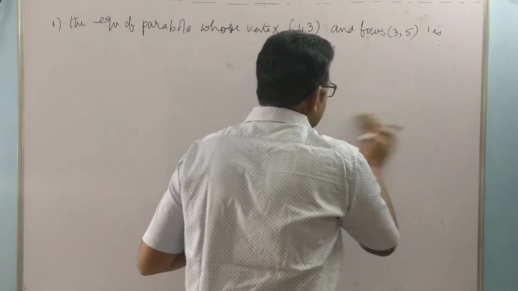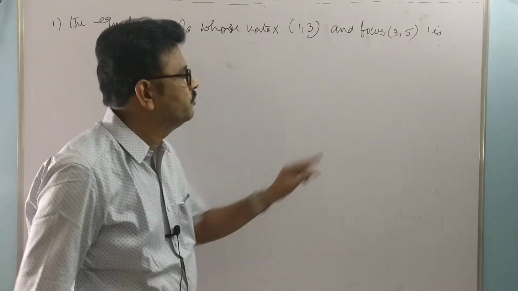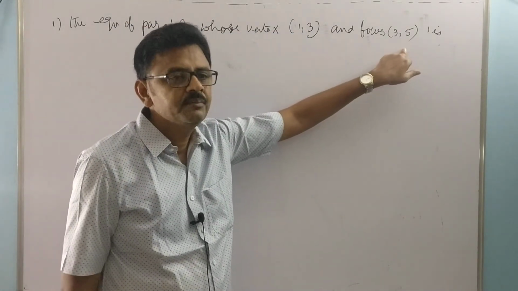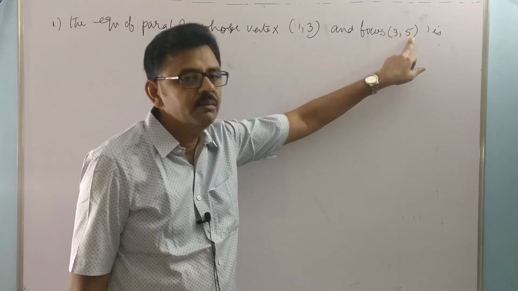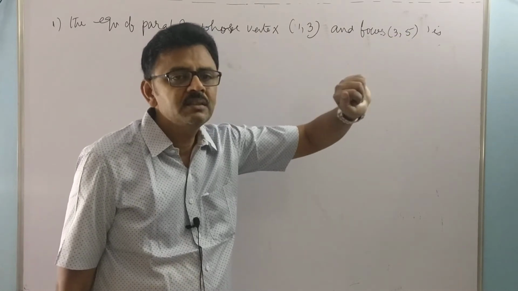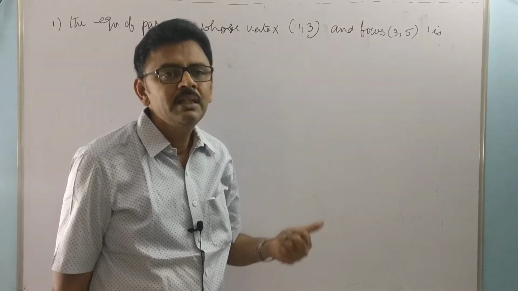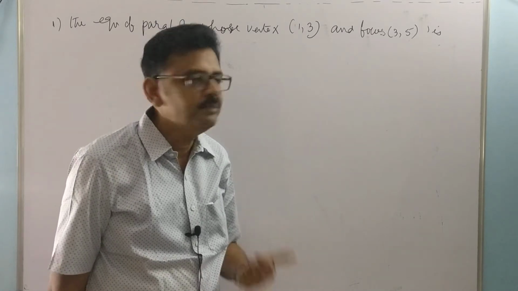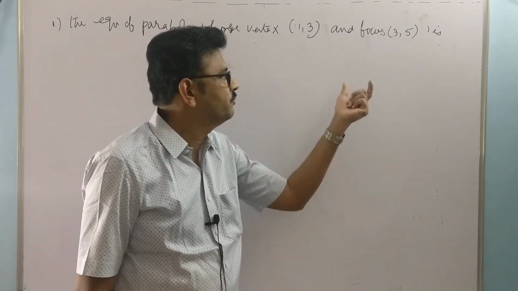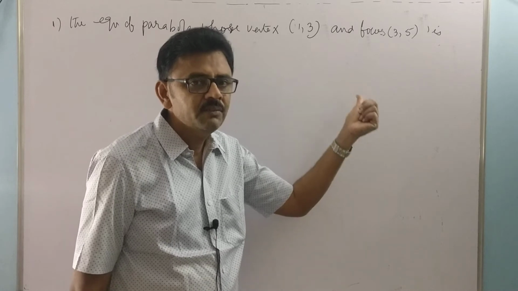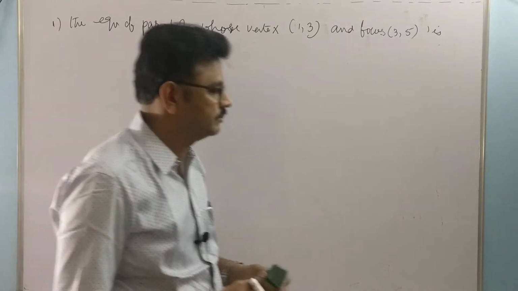So to find the equation of the parabola, we need the focus and directrix. Focus is already given, (3, 5). If you know the directrix, then the equation of the parabola is SP equal to PM. So that's why first you have to find the equation of the directrix.